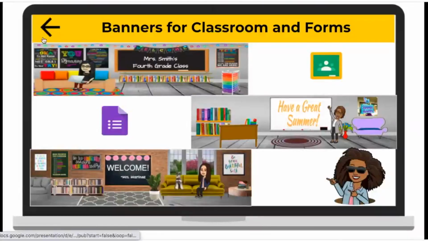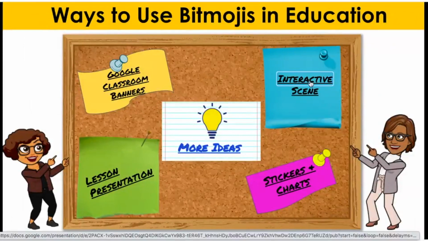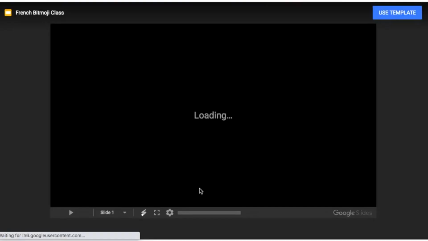All right, so that's banners and forms. We're going to take a look at another example. Maybe we want to go to an interactive scene. So here I have 4 different interactive scenes that we could take a look at. And if I wanted to look at my foreign language class, I could select that. And again, you see that use template little button, but you can explore without saying that you want to use the template.